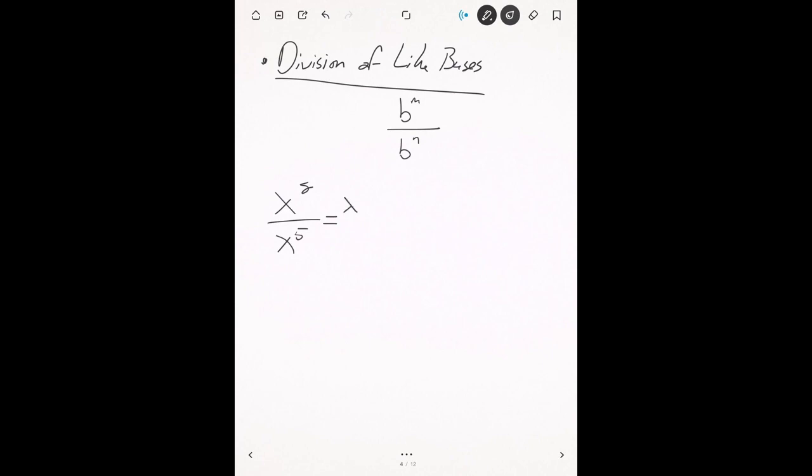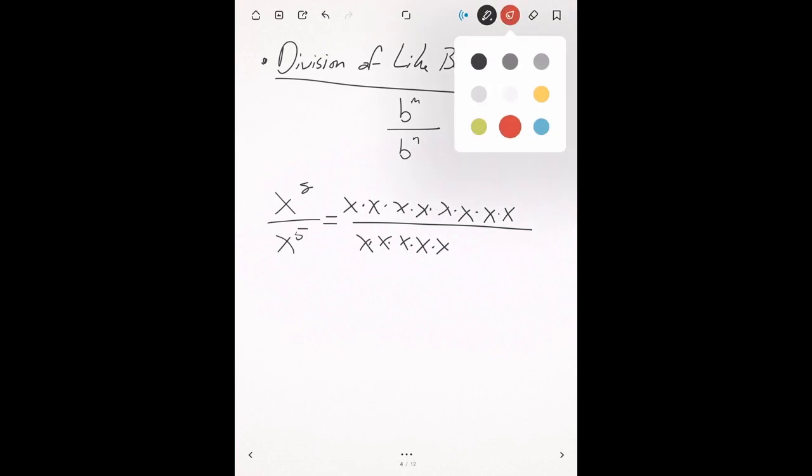That means I have 1, 2, 3, 4, 5, 6, 7, 8 x's on the top, and 1, 2, 3, 4, 5 x's on the bottom. Okay, since I have this division going on, and all of these are being multiplied together, what I'm going to do is cancel out pairs of x's. I just cancelled out 5 pairs of x's.